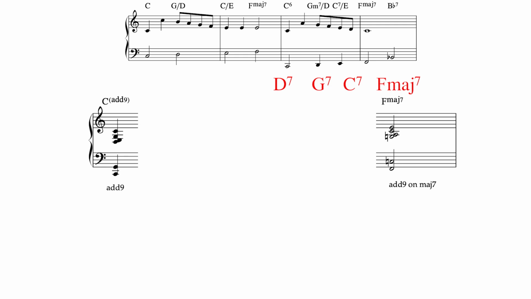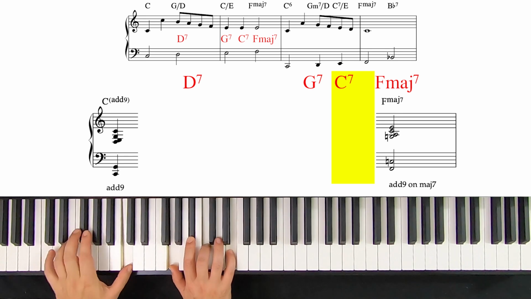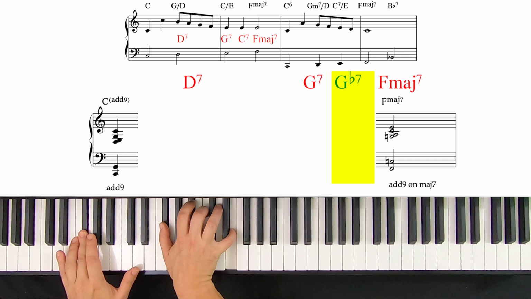Now let's figure out if and where our new chords fit in with our melody. So these chords fit perfectly here. We could leave this as is, but let's see what we can do to take this a step further. To start with, this C7 can be replaced by a G flat 7, the sub 5.